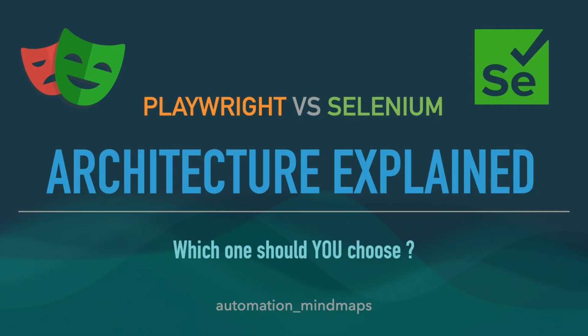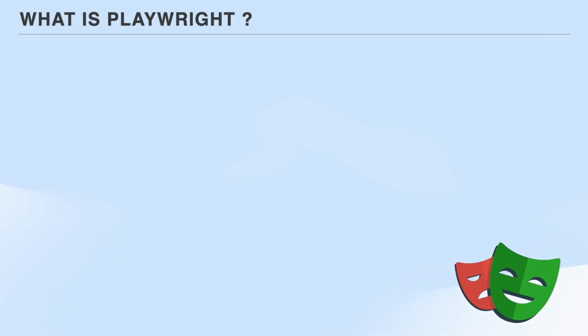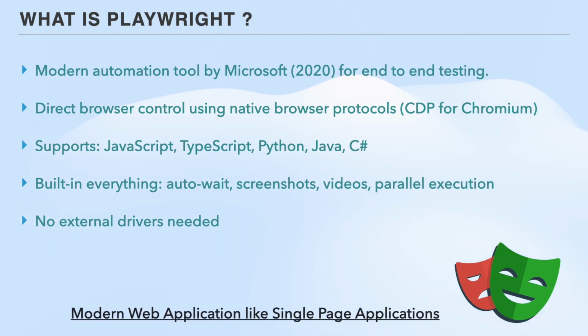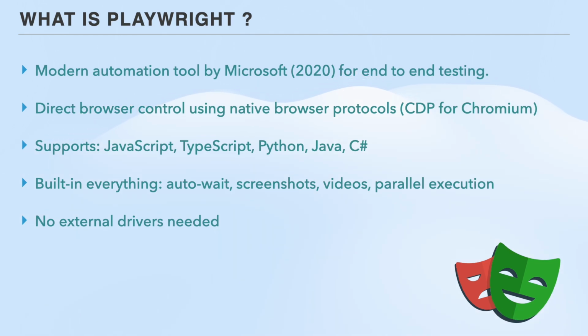Let's start with Playwright. What is Playwright? Playwright is an open source end to end automation testing framework developed by Microsoft. It is used to test modern web applications across major browsers like Chromium, Firefox, and WebKit. Now, what are modern web applications? So, modern web applications are like single page applications where the entire page does not reload. Instead, only specific sections of the page update dynamically.